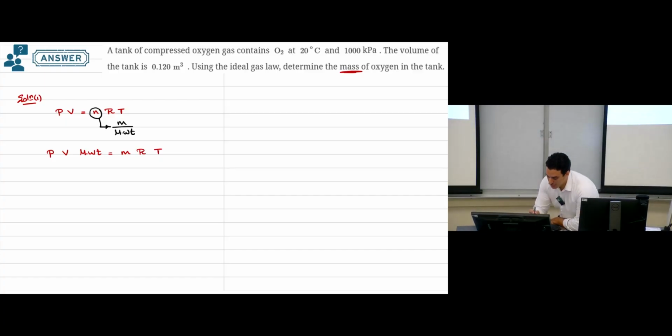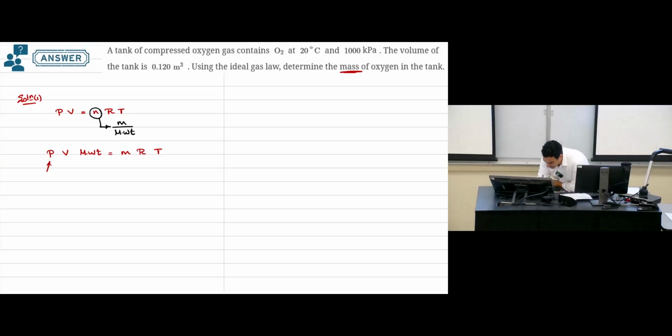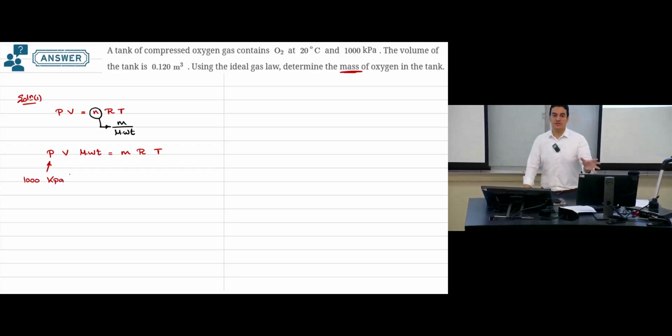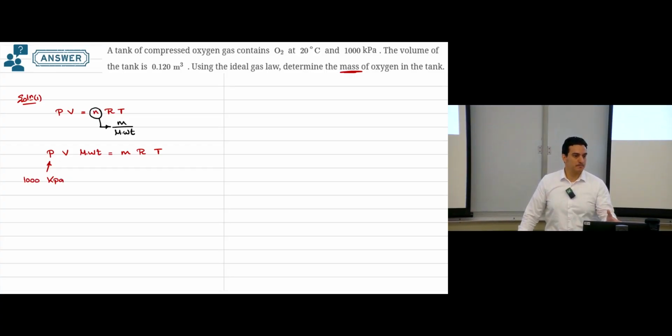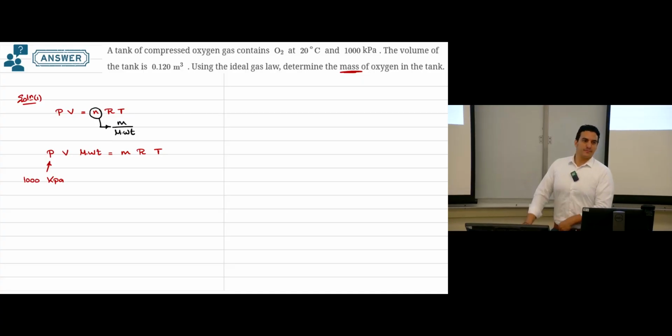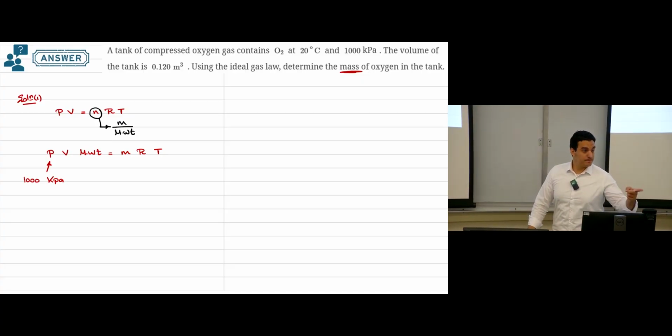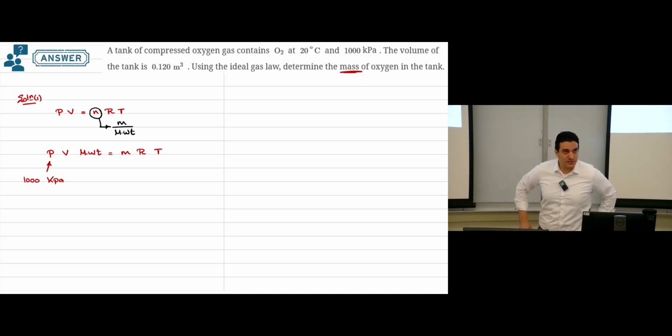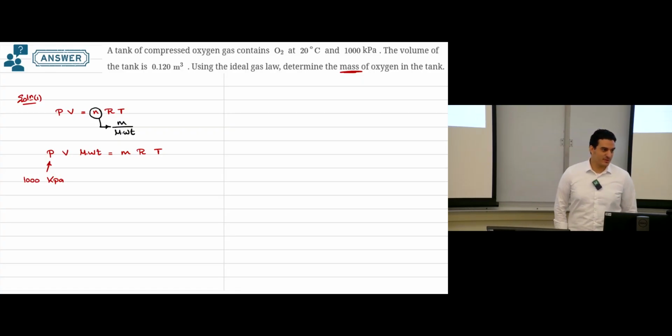And then we start to put in the numbers we have. Pressure is given as 1000 kilopascal. Kilopascal, is this how we express pressure in the SI system? No? So what is the pressure unit in the SI system? PSI? Wait, no, PSI is pound force per square inch. It's the American system.